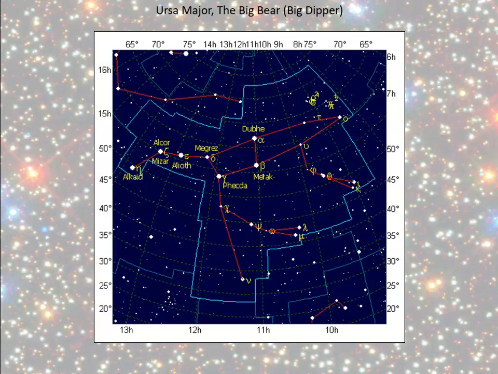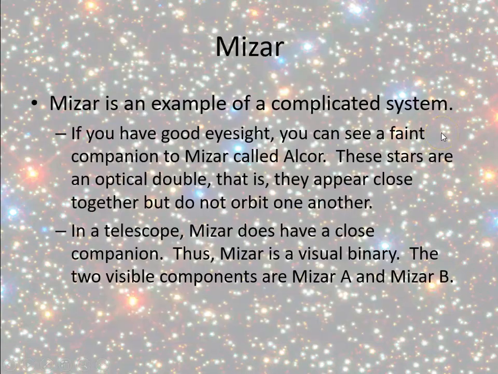So here is Ursa Major again, and this is Mizar and Alcor, though they don't have it separated in this particular picture. But Mizar, again, you're dealing with a complicated system. If you have reasonably good eyesight, you can tell that there's another star there, Alcor. Again, that's an optical double. But in a telescope, Mizar is seen to have a close companion. That's a visual binary. We call those two components Mizar A and Mizar B.